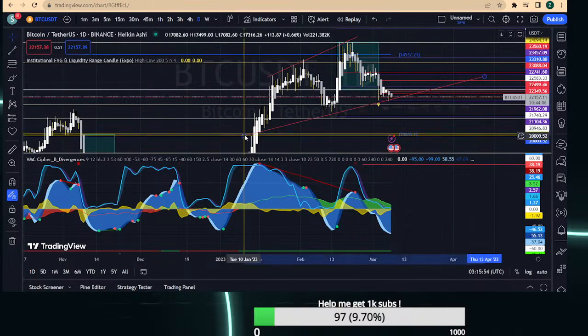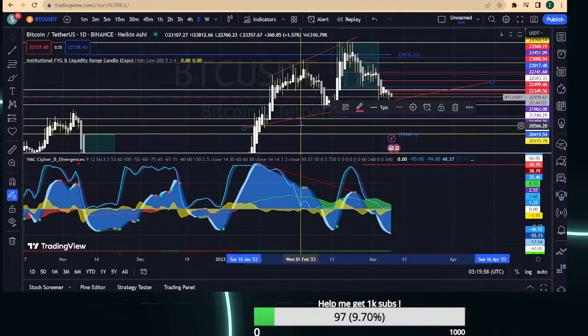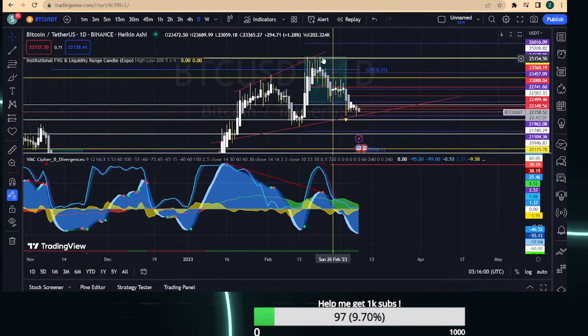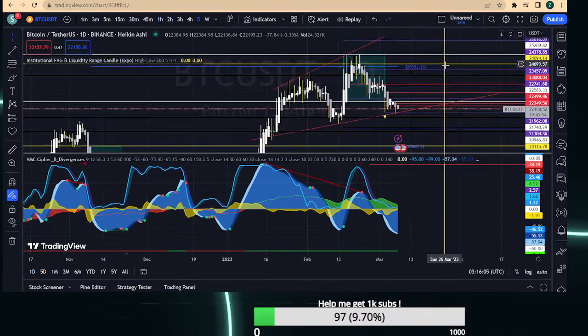That's not quite right, but anyway, which is a rising wedge, or bull flag, or whatever you want to call it, I guess.